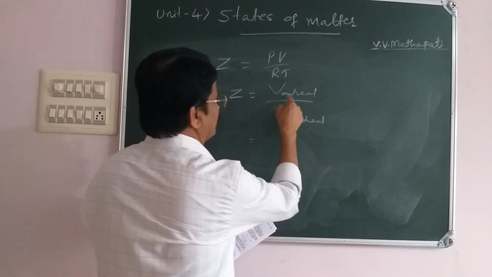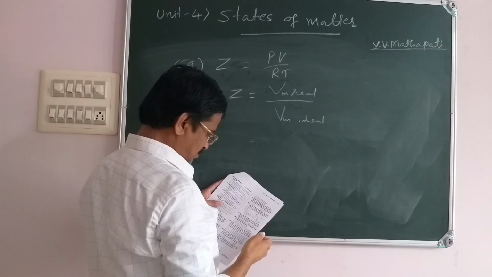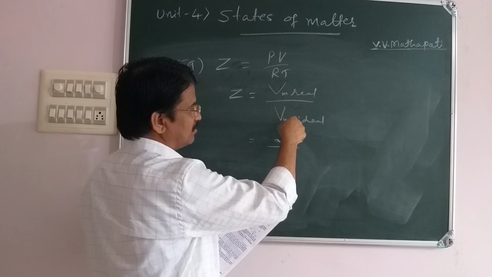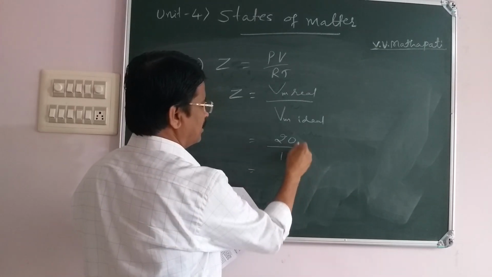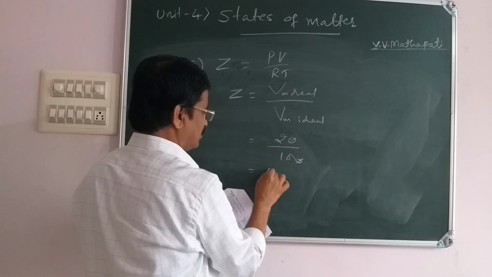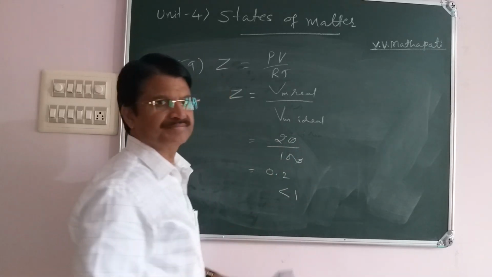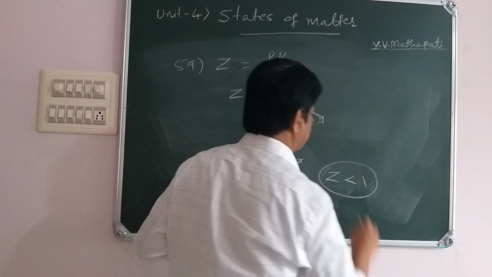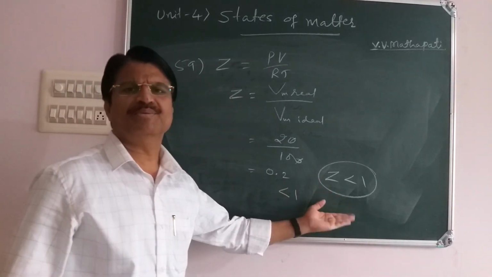Here first we write the molar volume of the real gas. Its value is found to be 20% less than this. Percent means per 100, so 20 by 100 is 2 by 10, that is 0.2. And 0.2 is less than 1. Therefore the Z value is less than 1; 0.2 is the Z value.